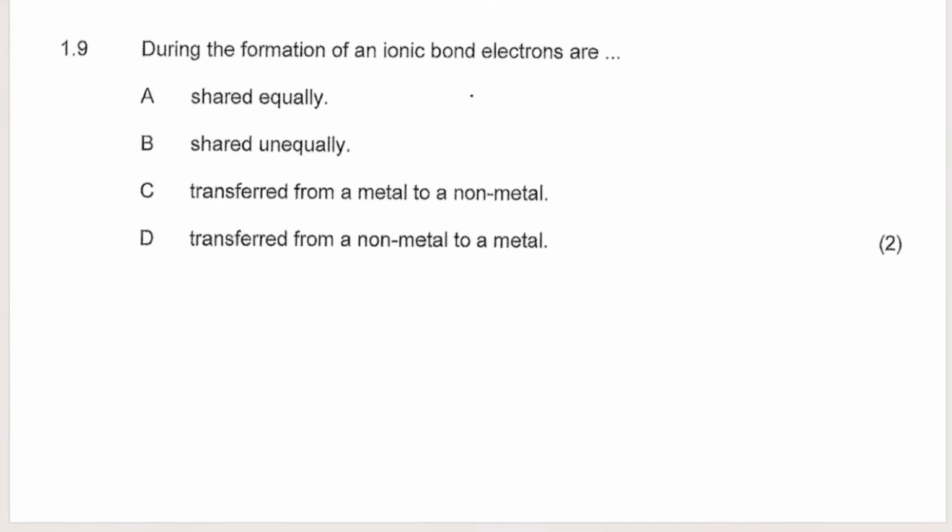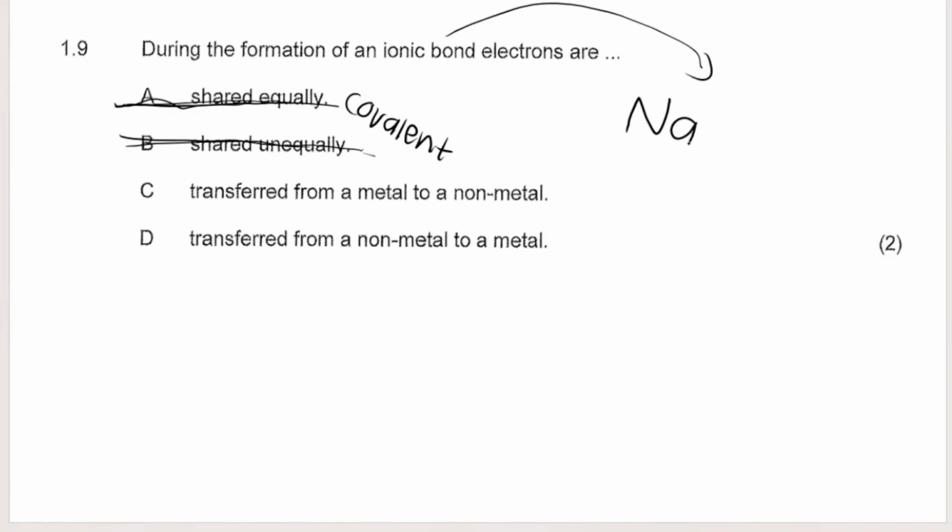During the formation of an ionic bond, electrons are... So the process of elimination, we know that it's definitely not A or B, because A and B talk about sharing electrons. And we know that sharing of electrons, that is covalent bonding. So then that leaves us with C or D, transferred from a metal to a non-metal or transferred from a non-metal to a metal. We know that, for example, an ionic bond, an example would be sodium chloride.